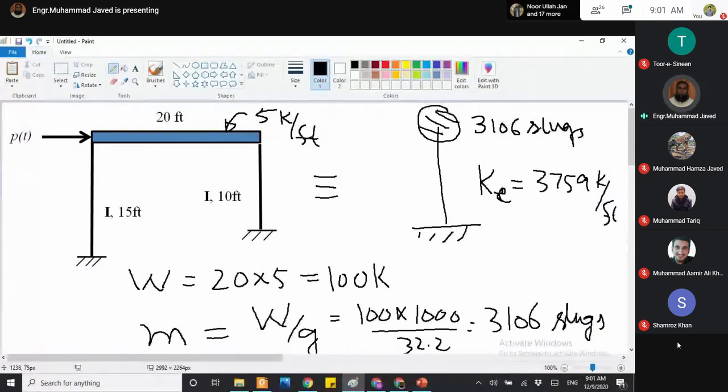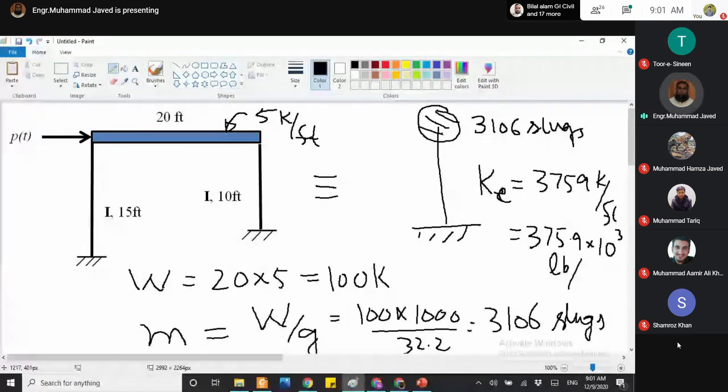Again here you have to take care of the consistency of units. Slug is pound second squared per foot. So therefore, you shall convert this kip per foot into pound per foot. This is 375.9 into 10 raised to power 3 pound per foot.